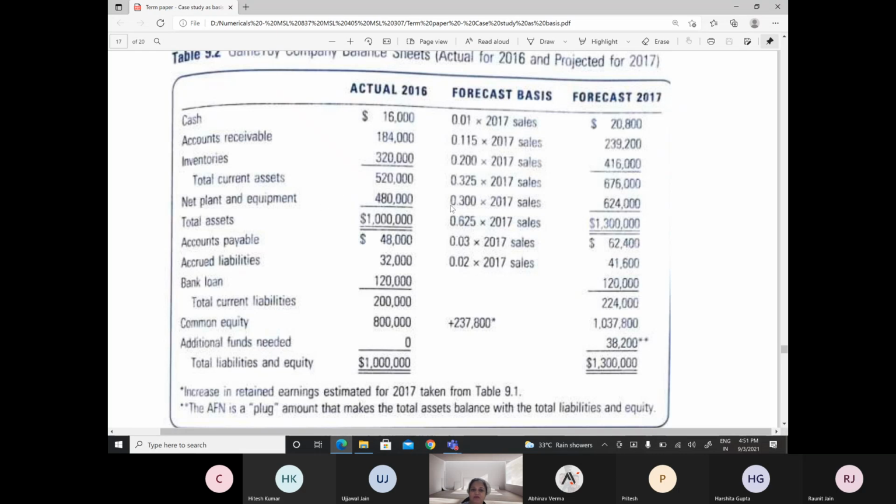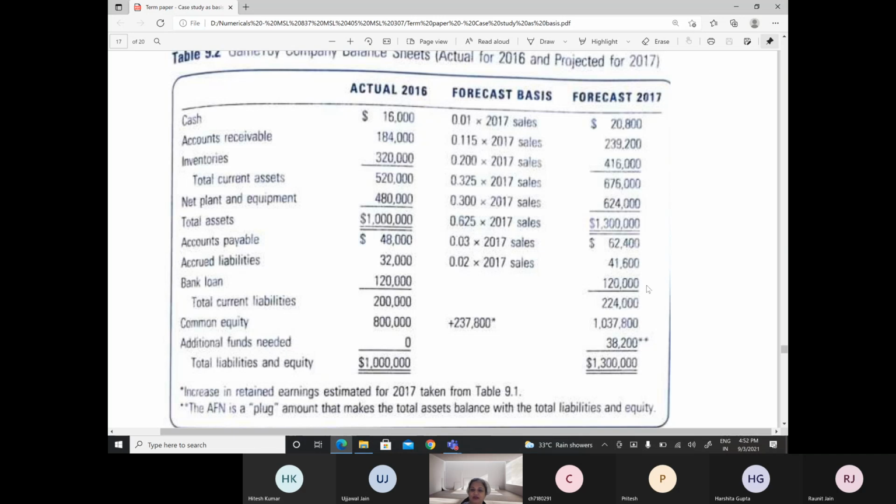The net plant and equipment also will be increased by the same ratio. We get total assets of 1.3 million, which is again a 30% growth over assets. So you can use all of these figures just to see that your numbers are accurate. Okay. Accounts payables have been 48,000, which are 3% of sales. So we have the same figure for 2017. Accrued liabilities have been 2%. Okay, so that is 41,600.